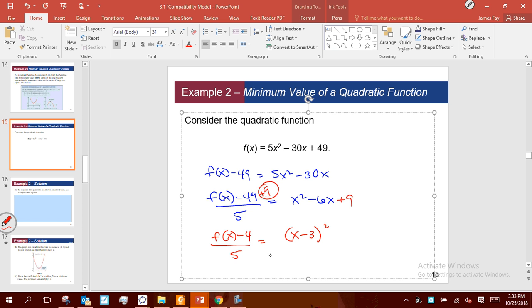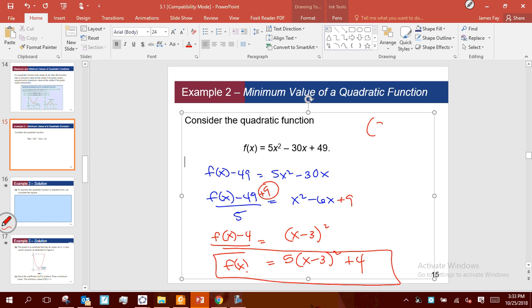Okay, multiply both sides by 5. So it's going to be 5 times x minus 3 squared. Okay, and on the right-hand side it would be f of x minus 4. Now I want to add that 4 to both sides, so I'll kind of do that here. And now I've got that vertex form. So now I know my vertex is the opposite of negative 3, so it'd be 3, and a y value of 4.